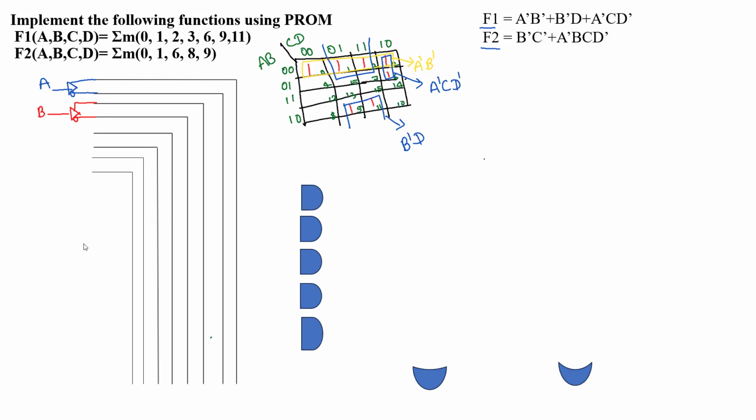Similarly, we have C. For that C also we have to take another buffer, and we can connect here. So this is again C. Similarly, we'll have it for the D also. So how many inputs are there? That many buffers we are going to use here.